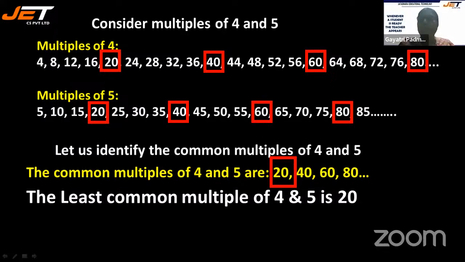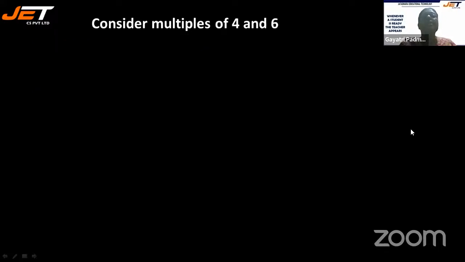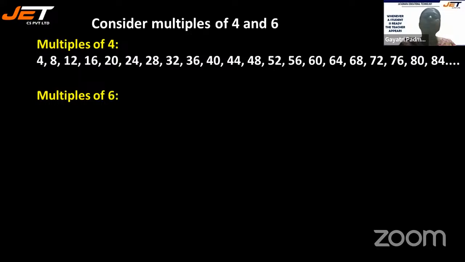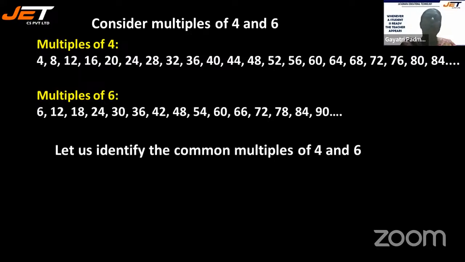All right. Now, with this note, let's move on to the next. Consider the multiples of 4 and 6. So the multiples of 4 is 4, 8, 12, 16, 20, 24, and so on. And here we have the multiples of 6, which we have 6, 12, 18, 24, 30, 36, 42, and so on. All right. So multiples of 6 is nothing but the 6 table. 6 ones are 6, 6 twos are 12, 6 threes are 18, 6 fours are 24, and it goes on.